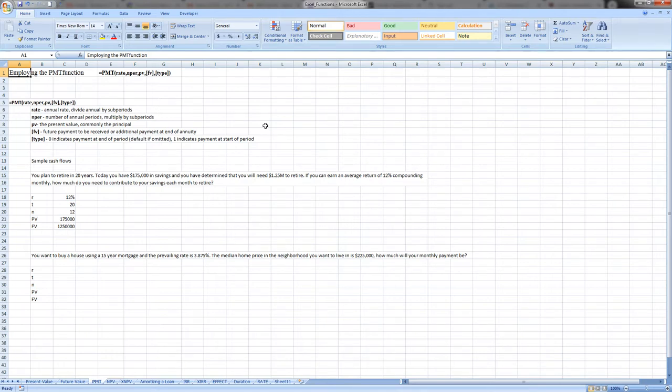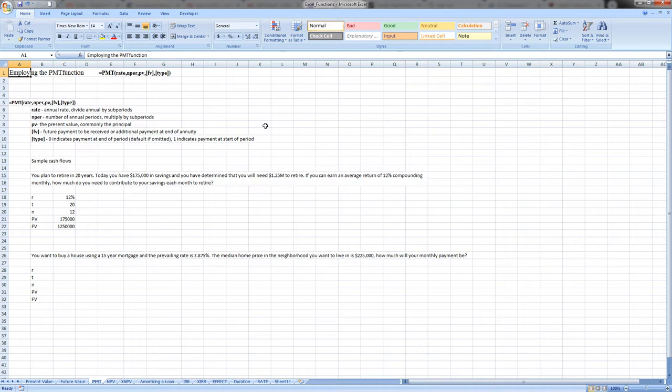When it comes to arguments such as rate and number of periods, we either need to divide by the number of subperiods or multiply. And typically, when we are looking at a present value to get a future value amount, we will treat the present value as a cash outflow and the future value as an inflow. And so Excel will recognize the payment as also an outflow being made. So the way we set this up is to identify that the present value is an outflow at time 0.